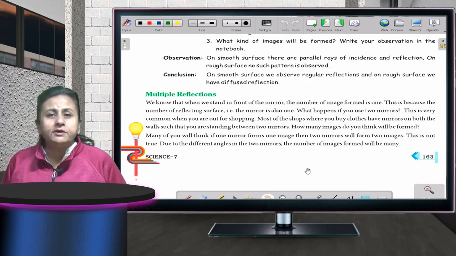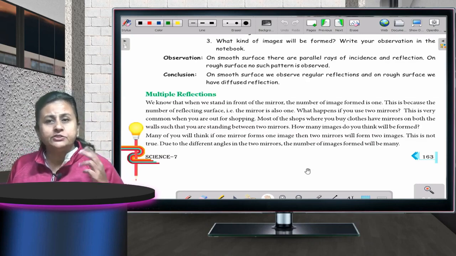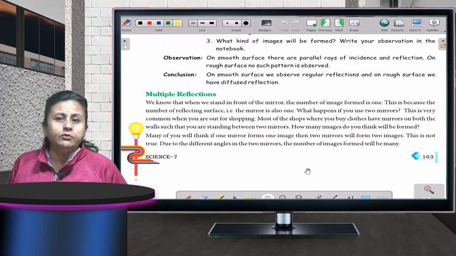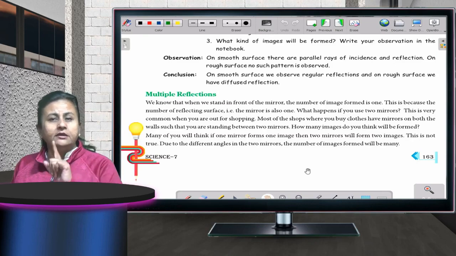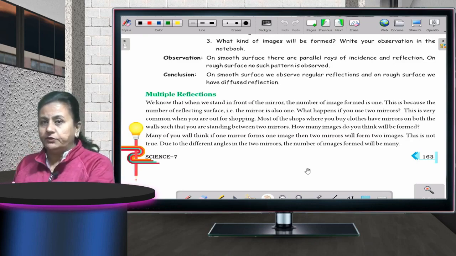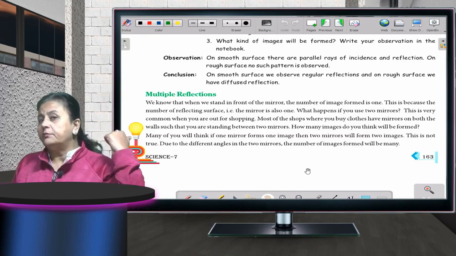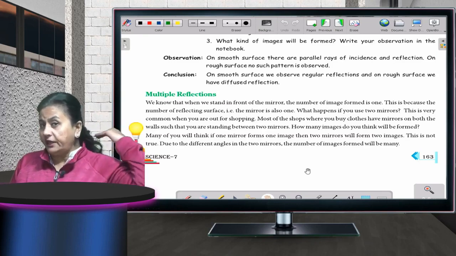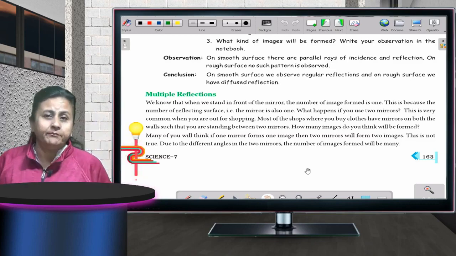See, you must have gone to a salon to get your haircut. What do you see? Once your haircut is done, the barber who was cutting your hair holds the mirror at the back side of you, and you can see how your haircut is being done. So at that time, how many images are formed? Three. One, the mirror you are looking at, you can see yourself on the front side. At the back side you can see the hair you got cut, and again on the front side you can see the back of the mirror.